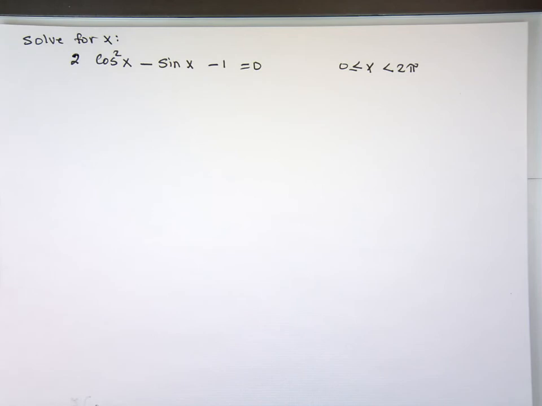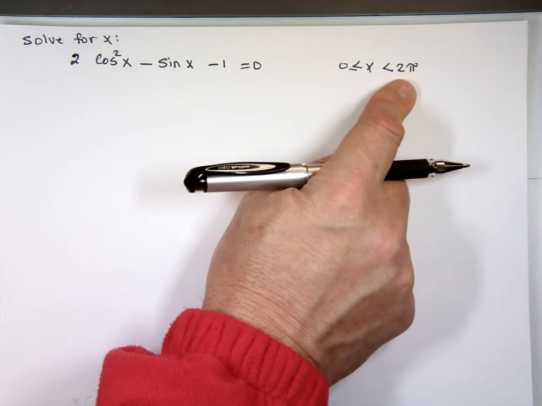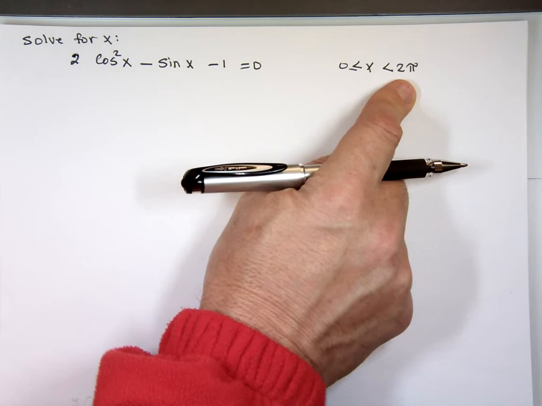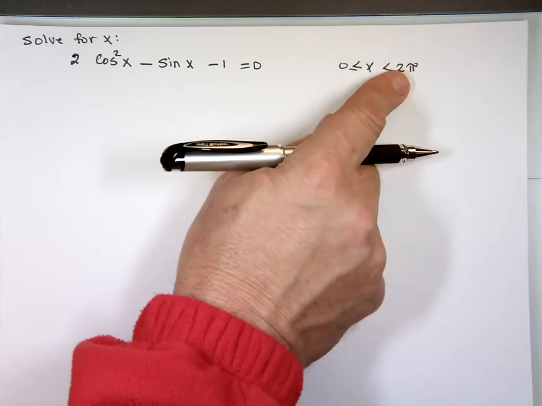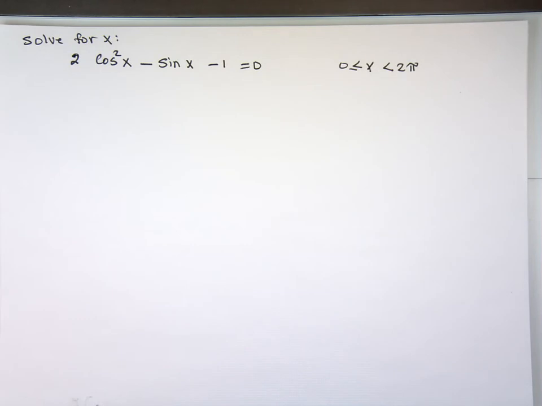Couple of things to pay attention to. Notice this restriction, 0 to 2 pi. That says you have to be in radians. They want the answer in radians. If this is 0 to 360, they want the answer in degrees. So make sure you pay attention to the units here. Do they want it in radians or do they want it in degrees?